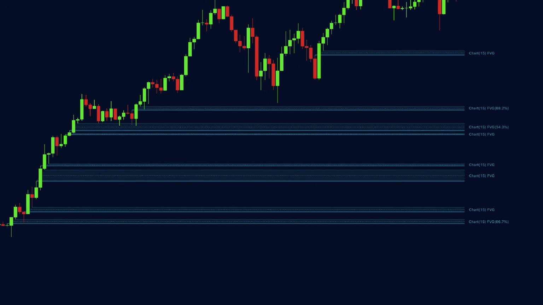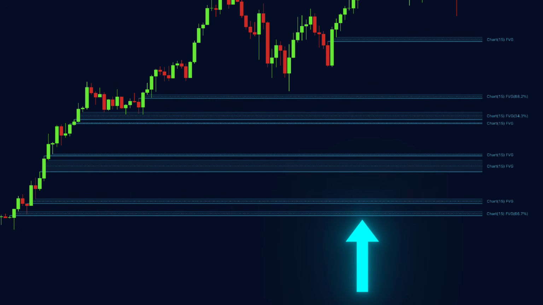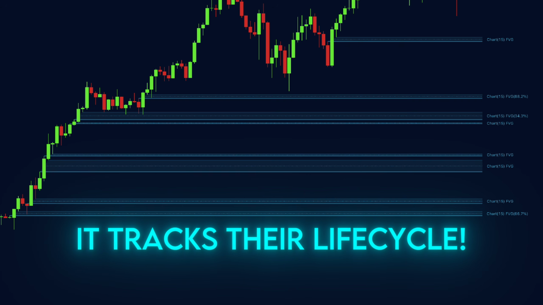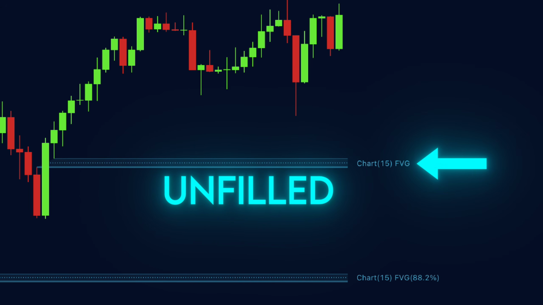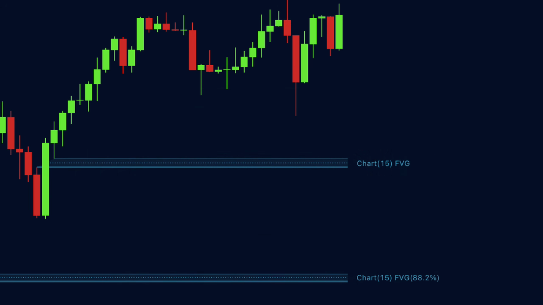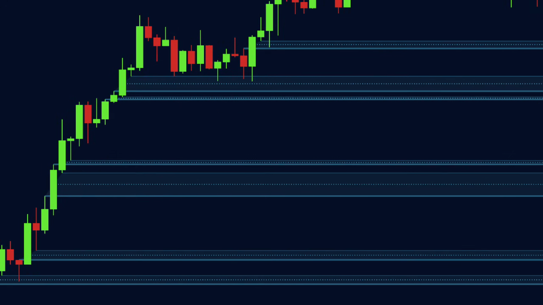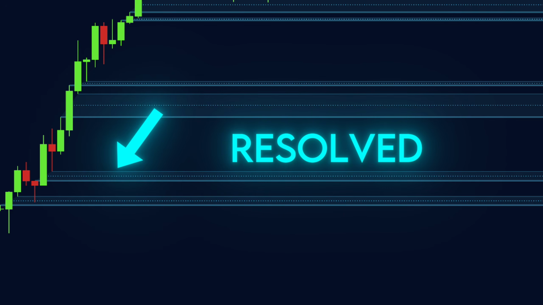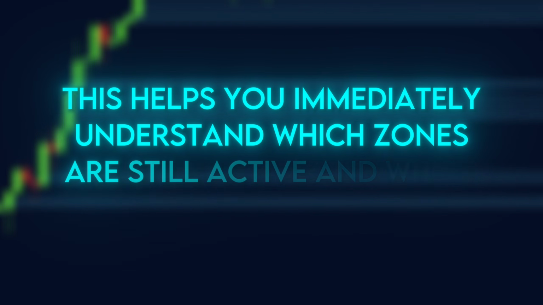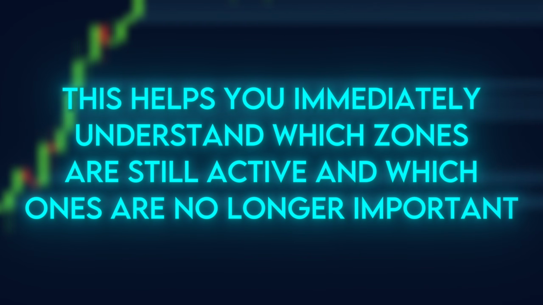One useful feature of this indicator is that it doesn't just draw boxes and forget them. It tracks their life cycle. When a gap first forms, it's considered unfilled. That means price hasn't come back yet. When price starts trading into the zone but doesn't fully close it, it becomes partially filled. And when price trades through it completely, it becomes resolved. This helps you immediately understand which zones are still active and which ones are no longer important.